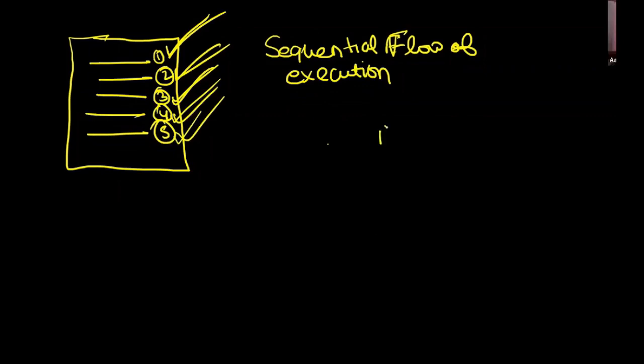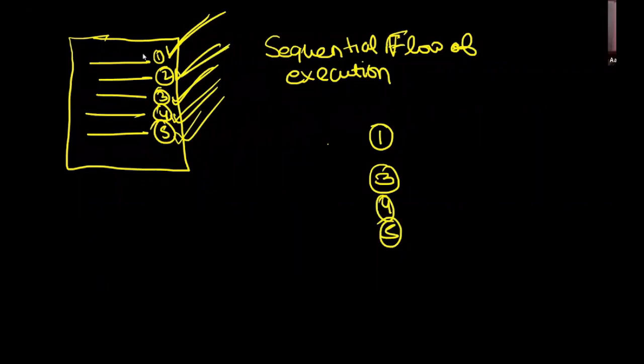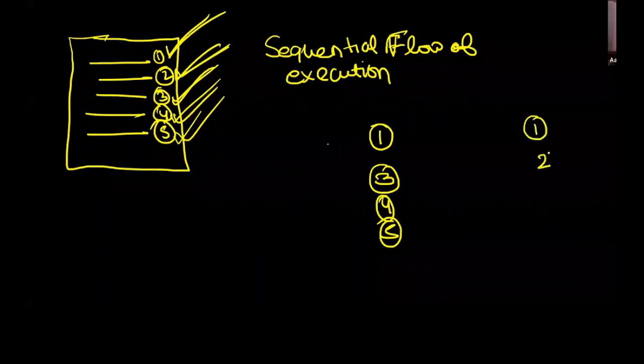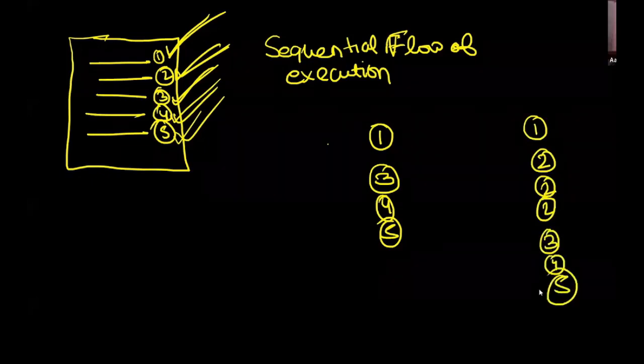But let's say I want to control the flow of execution of a program. Let's say I want to run line number 1, then line number 3, 4, and 5. I don't want to run line number 2. I want some kind of control over how the program is getting executed. Or let's say I want to run line number 1, then run line number 2 three times, and then run line number 3, 4, 5. I want some control over the flow of execution of the program.